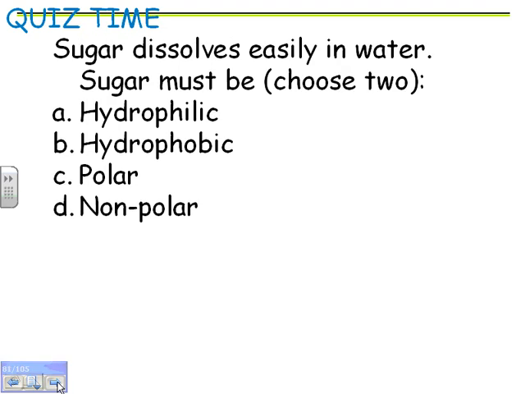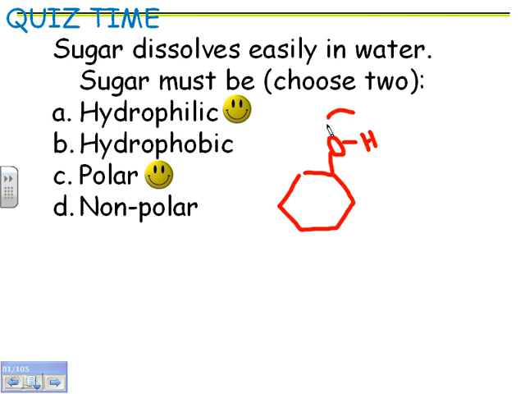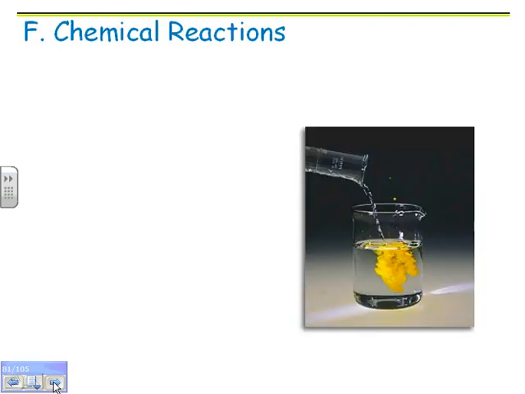Sugar dissolves easily in water. So because of that, sugar must be, well, if it dissolves easily, it must like water. That's hydrophilic. And the only reason it would dissolve in water and like water is either if it's an ion or if it's just like water, which is polar. And the reason that sugar's like that, let's see, sugar might look something like this, and I don't care if you know exactly what the structure looks like, but look at this. It'll have some OHs hanging off of them. And this looks a whole lot like water, and you'll have a bunch of them in other places too.